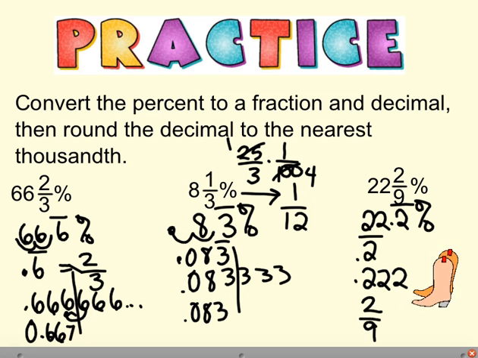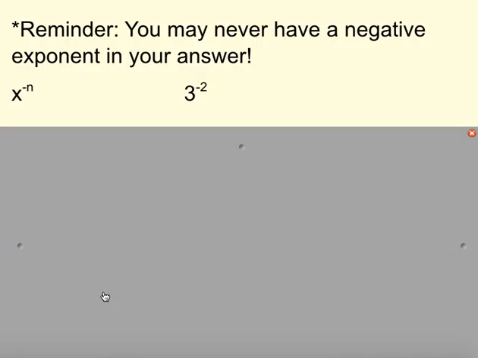All right, and last part of this lesson, we need to make sure that we know if we have negative exponents, what to do with them. So remember that when we have negative exponents, to get rid of those negative exponents, we need to move them to the denominator. So in this first case, I can say x to the negative n is actually 1 over x to the n power. 3 to the negative second is 1 over 3 squared, or I can multiply it out to 1 over 9.